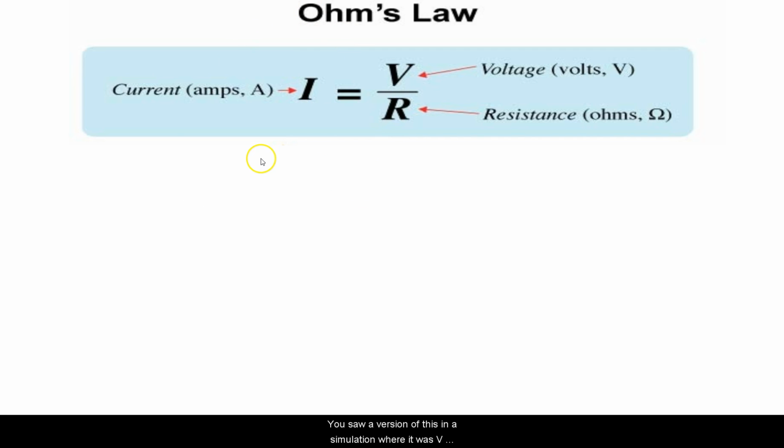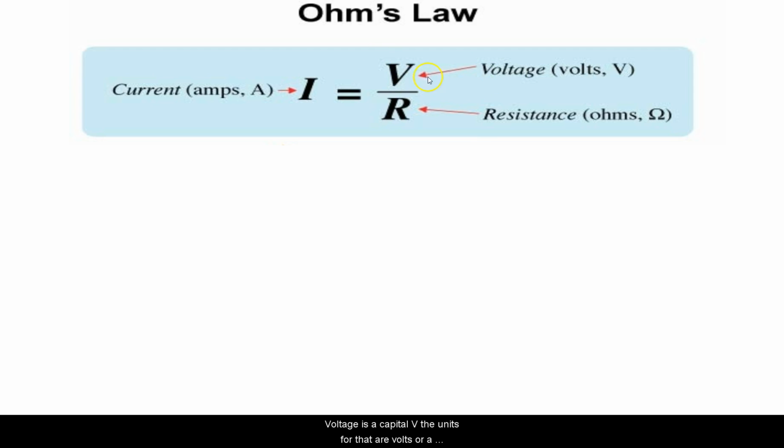You saw a version of this in a simulation where it was V equals IR. You can also rewrite Ohm's Law as this. Ohm's Law is on your equation sheet, and you can also write it on a little cheat sheet and use it for your notes. So again, current is amps or a capital A, represented with a capital I in Ohm's Law.